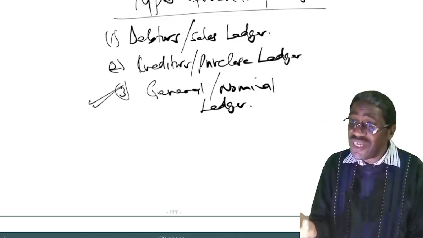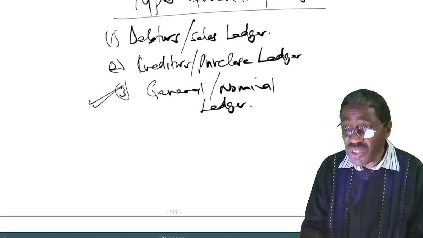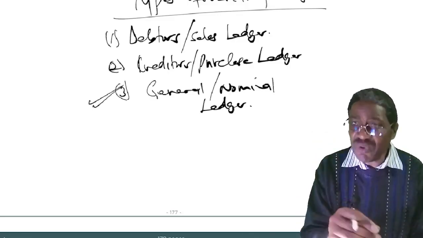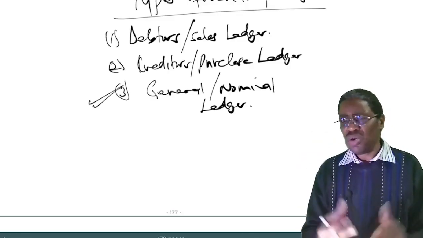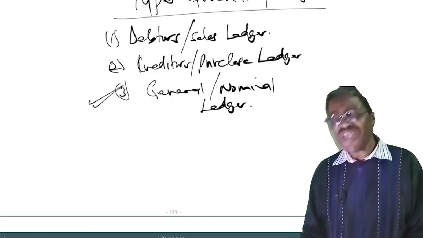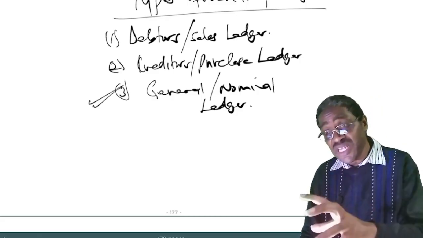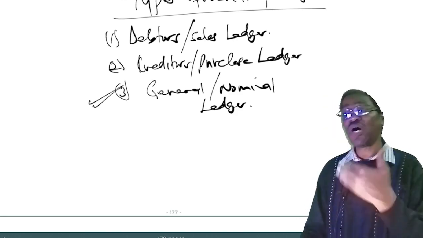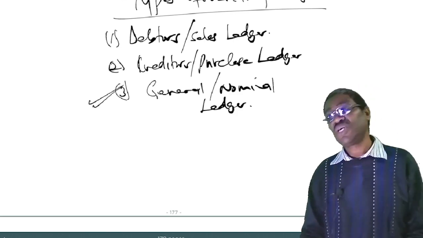If I want to find the account of electricity, water, insurance, telephone, depreciation, where can I find them? I can't find them in the debtors ledger. I can't find them in the creditors ledger. I'll find them in the general ledger, or what we are calling the nominal ledger.